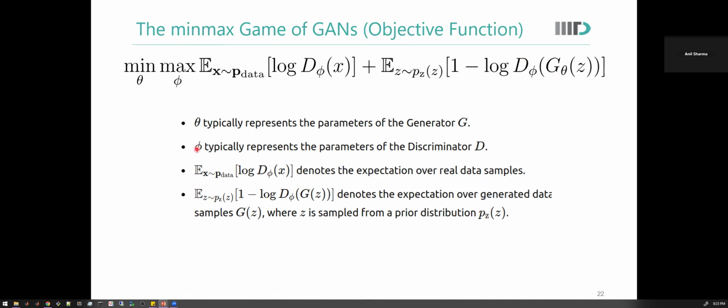Okay, so this is what we have here, and we'll say something about each of them. It denotes the expectation over the real data samples. I will tell you what this is.